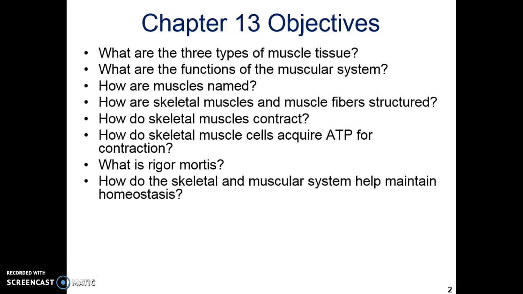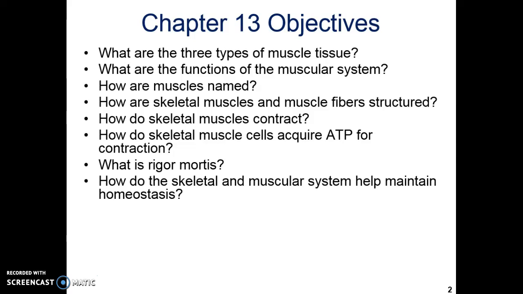behind naming muscles. How are skeletal muscles and muscle fibers structured? How do skeletal muscles contract? How do skeletal muscle cells acquire ATP for contraction? What is rigor mortis? And then how do both the skeletal and muscular systems help maintain homeostasis?